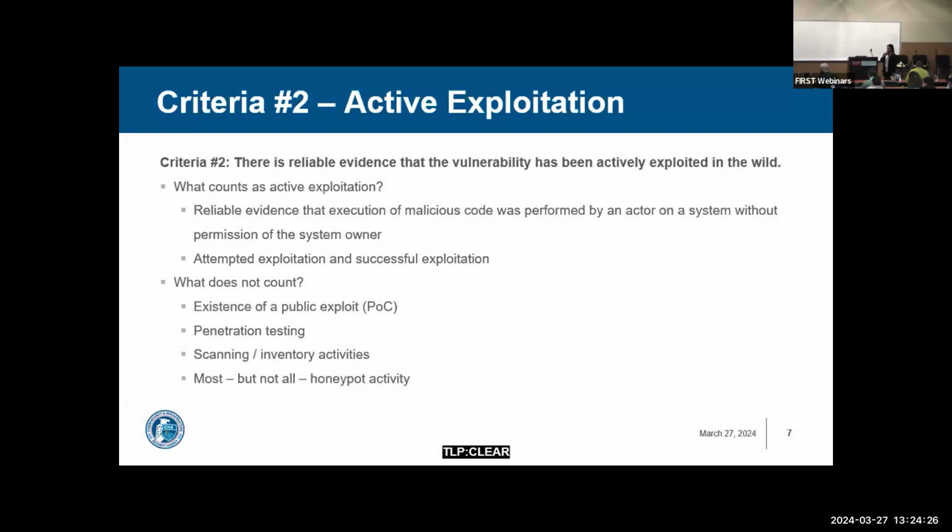I'm sorry, where is this evidence coming from? Are you trusting data from partners? Is it just that the government has to have evidence of this? We have that in the next slide. Next slide. Man, it's like you're psychic.